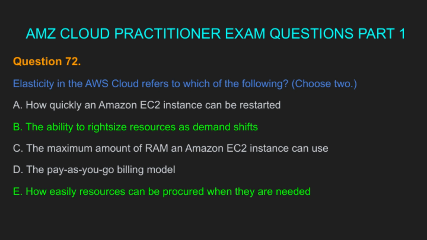Elasticity in the AWS cloud refers to the ability to quickly and easily scale resources up or down as demand shifts. It allows you to right-size resources such as Amazon EC2 instances and Amazon RDS DB instances to meet the needs of your applications. This means that you can automatically or manually increase or decrease the number of resources as needed, and also you can automatically or manually increase or decrease the size of resources.